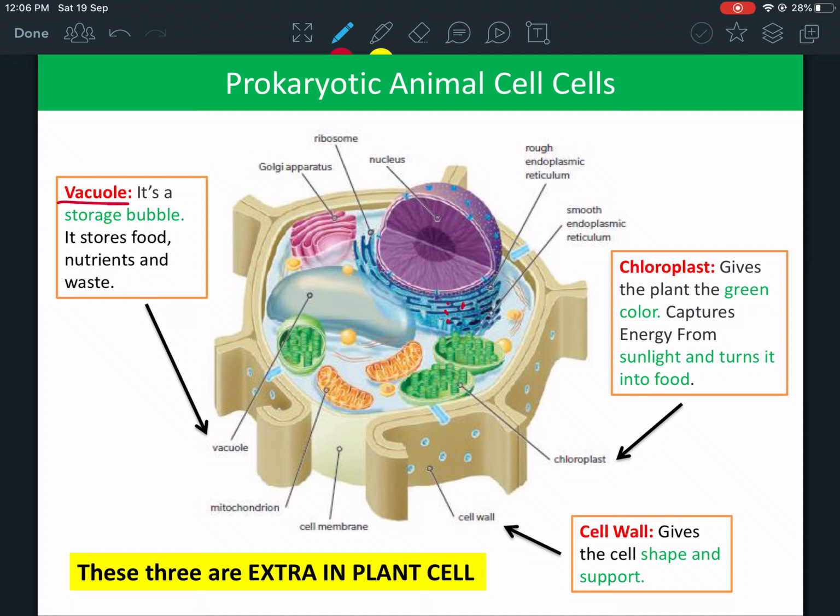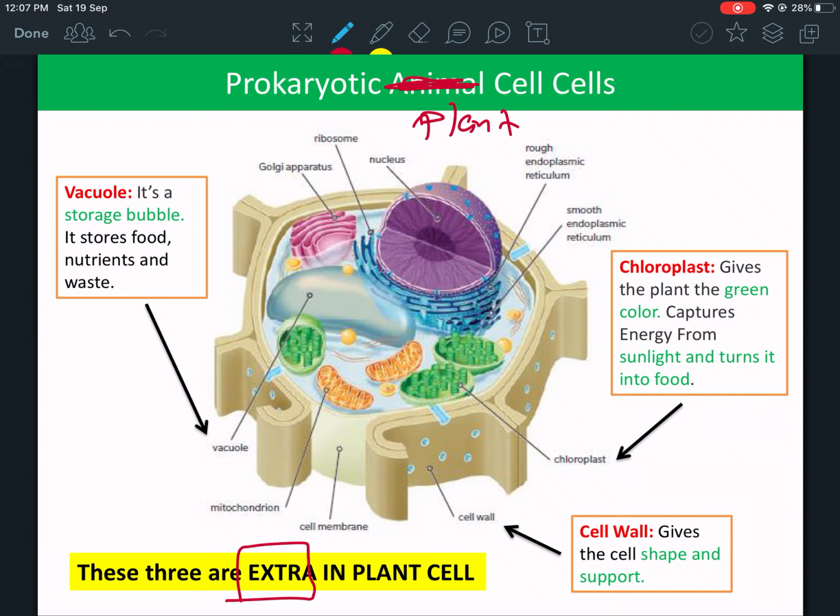First one is called vacuole. A vacuole is this big sac. It usually is a storage bubble. Okay, it stores food, nutrients, water, waste. Everything is stored in here. It's called a vacuole. Okay, the vacuole is present in the animal cell, and it's in the plant cell, and it's really big. In the animal cell, you might not see it. No, this is a mistake. We should have said plant here. I'll change it in the PowerPoint. So these are the extra stuff in the plant cell.